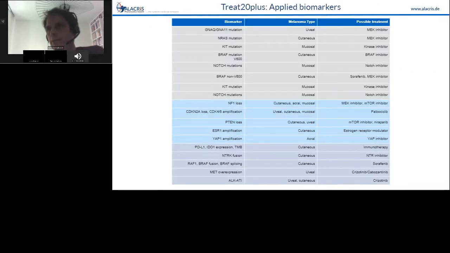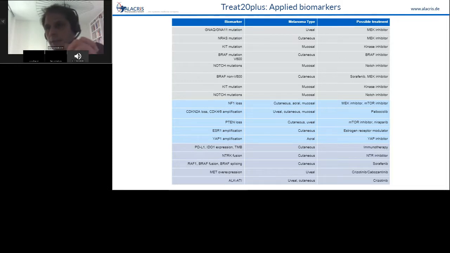If you look at the entire project, there are numerous different applied biomarkers that were detected and discussed. There are simple mutations like GNAQ, GNA11, NRAS, different BRAF mutations, NOTCH or KIT. Then there are a couple of copy number changes which became interesting, like NF1 or PTEN loss. We had patients with CDKN2A loss or ESR1 amplification or YAP amplification in the Hippo pathway.